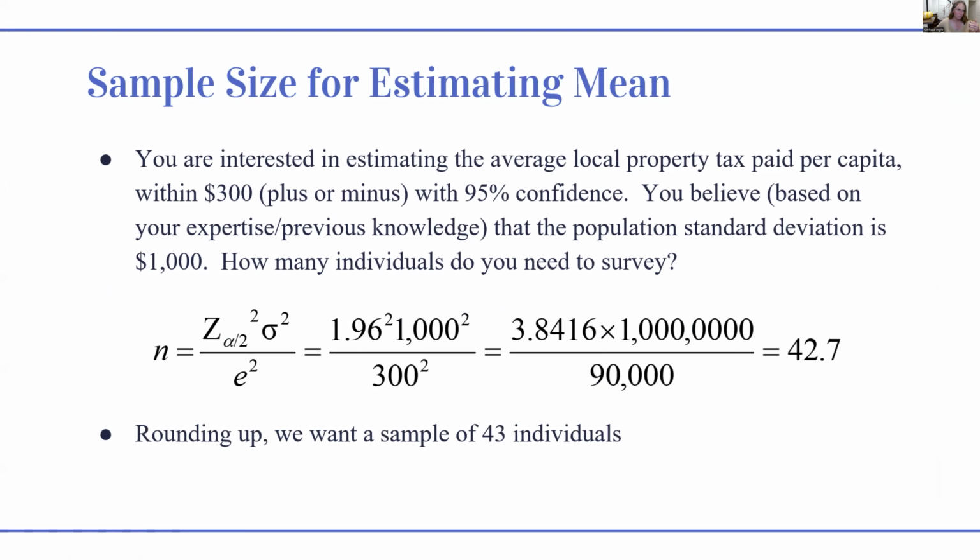You can't sample a half a person, a 0.7 of a person, right? So you always want to round up. Make sense?